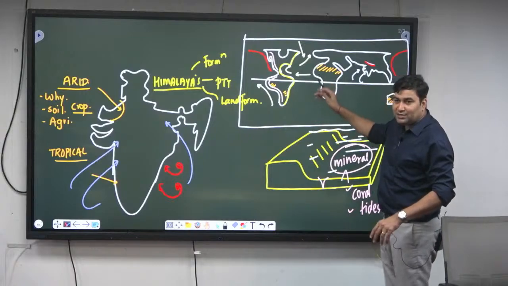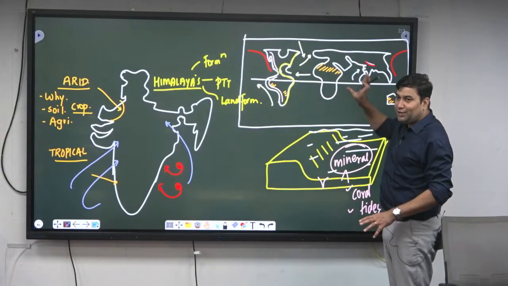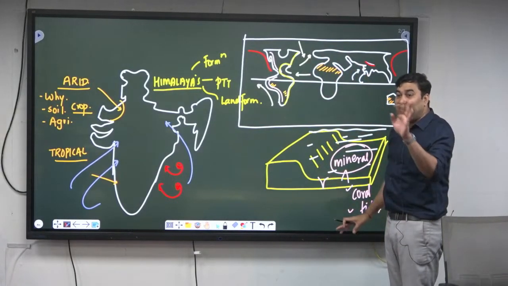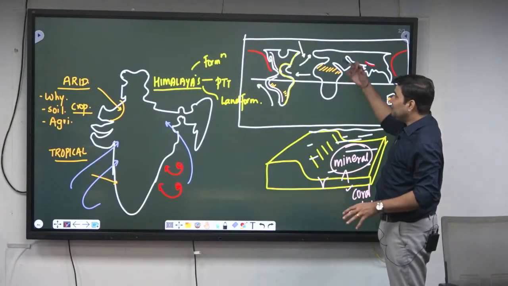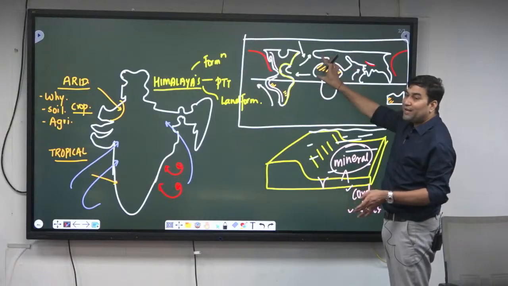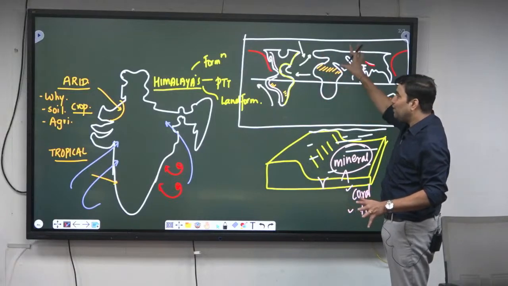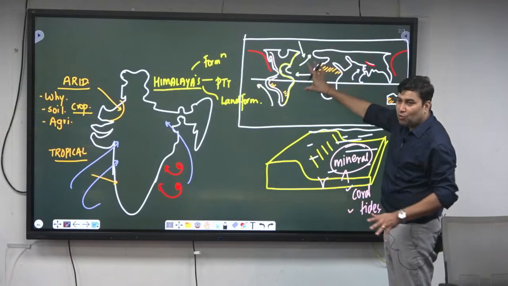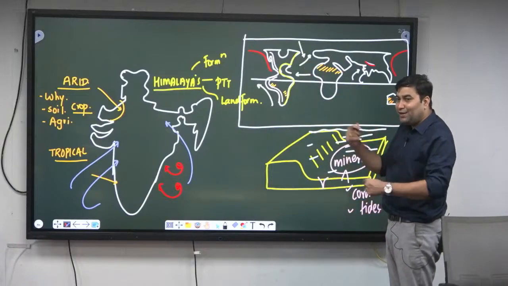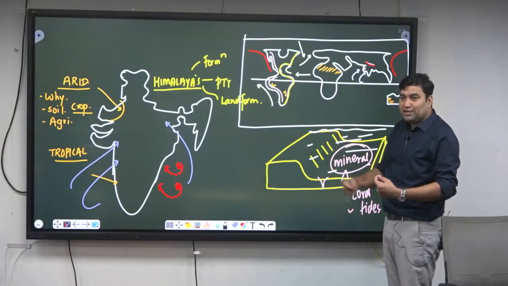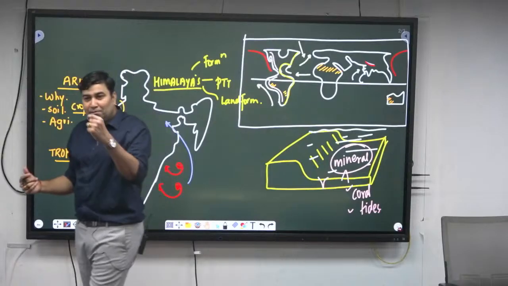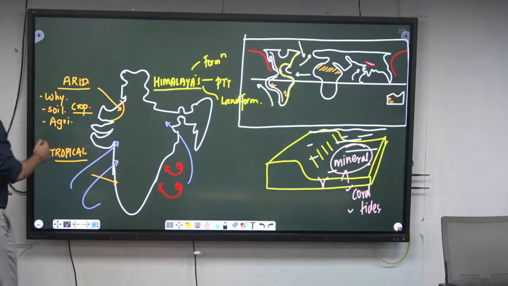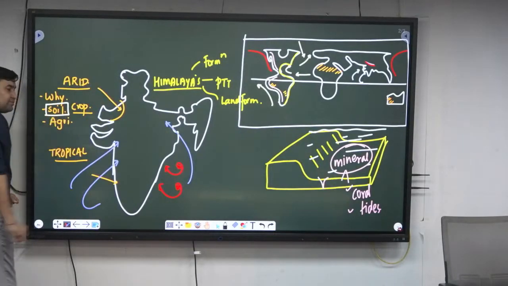So oceanic currents, that is, the movement of water in a particular direction under the influence of planetary winds, are called oceanic currents. Planetary winds we are going to understand in climatology. How does the planetary wind tri-cellular circulation model affect the oceanic currents? We will study all of this in oceans: resources, oceanic currents, corals, etc. I hope you got it. This will come in oceanography.